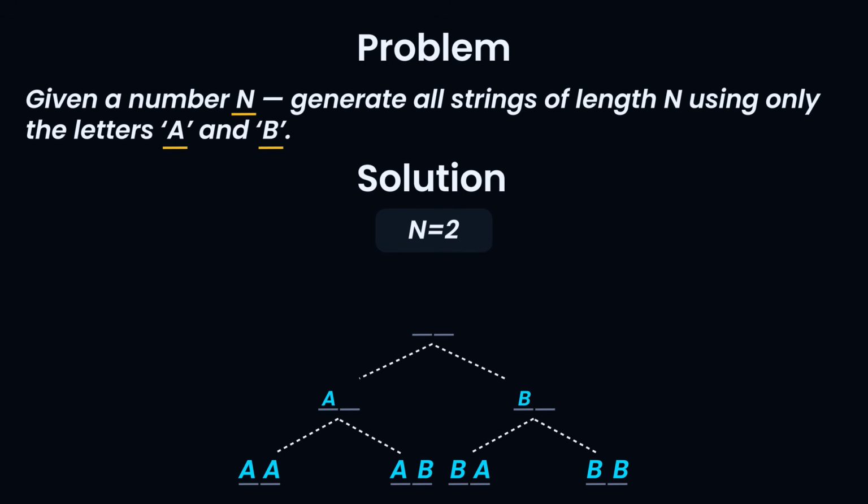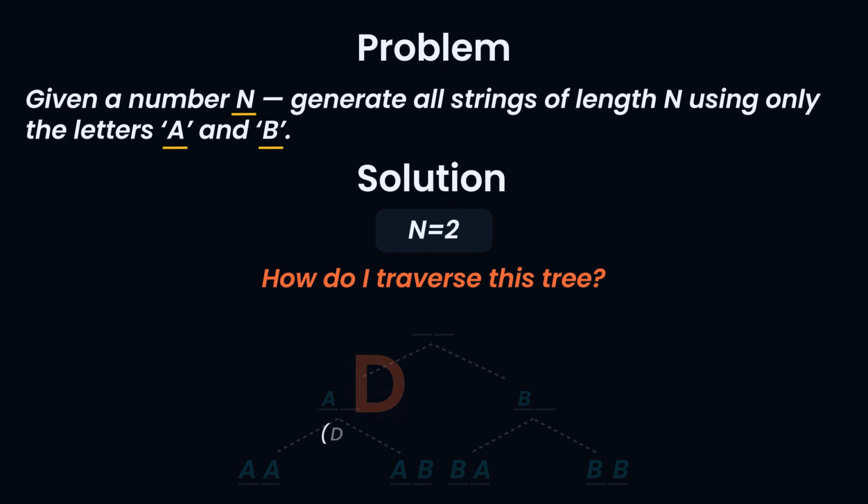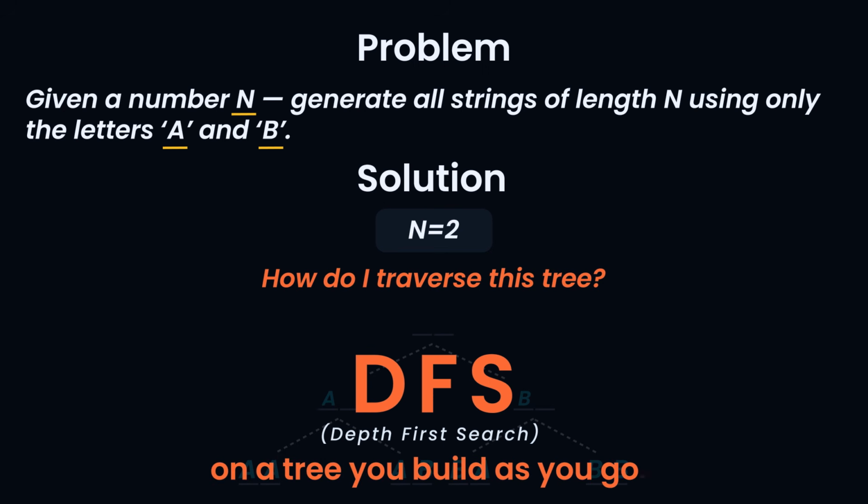So instead of asking, how do I generate all strings, ask a completely different question. How do I traverse this tree? And that answer is simple, DFS. That is the entire idea behind backtracking. You are doing DFS on a tree you build as you go.